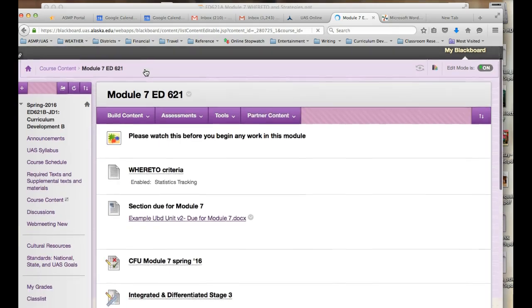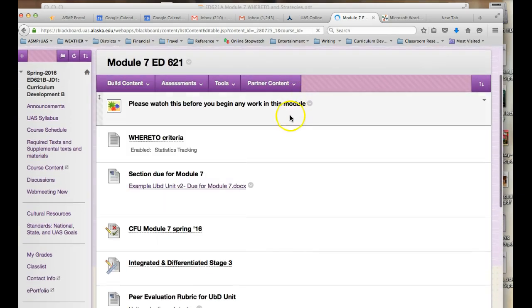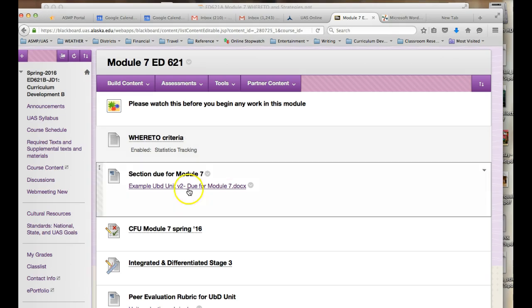Okay, so right here will be our screencast. The criteria are the criteria by which you're assessing your learning opportunities. You can open that and look at it. There's not much in Module 7 because we're really just working on learning opportunities. Here's what you have due.